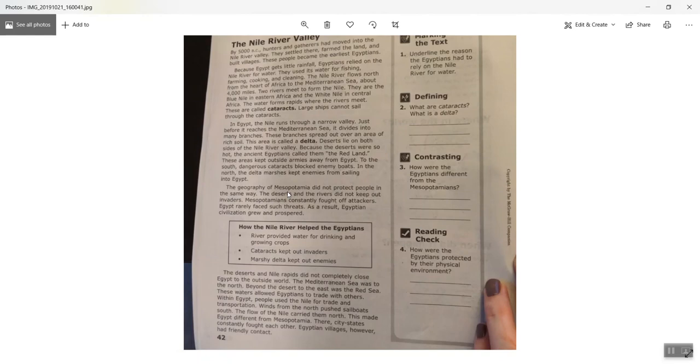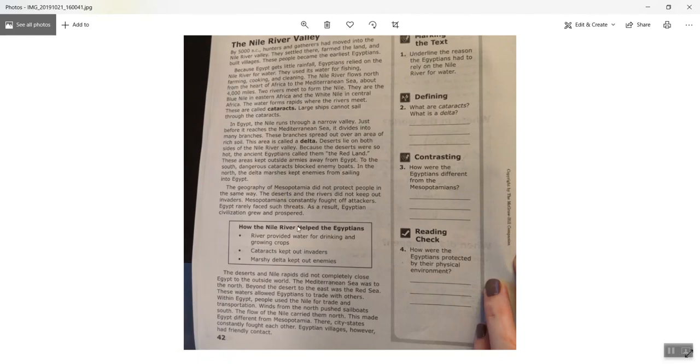So the second part, number 2 and number 3, are going to be in the part that I just read. The geography of Mesopotamia did not protect people in the same way. The deserts and rivers did not keep out the invaders. Mesopotamians constantly fought off attackers. Egypt rarely faced such threats. As a result, Egyptian civilization grew and prospered. I'm sorry, number 3 is actually in that part.